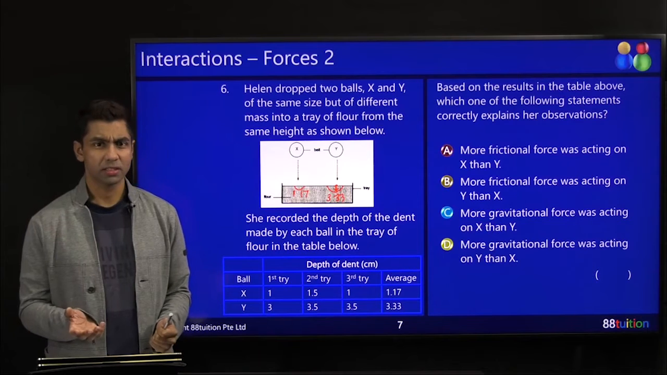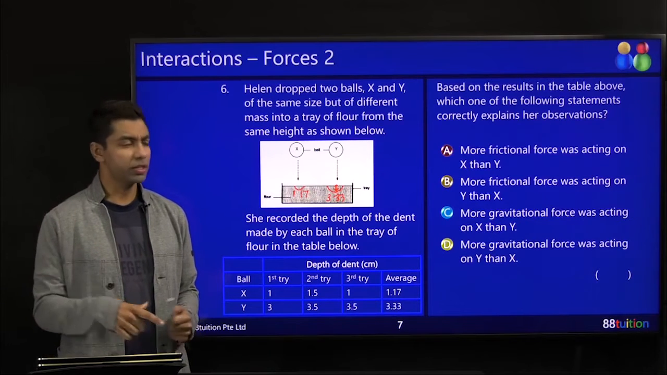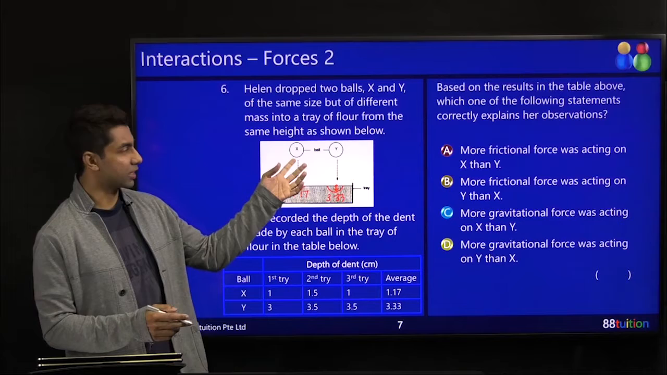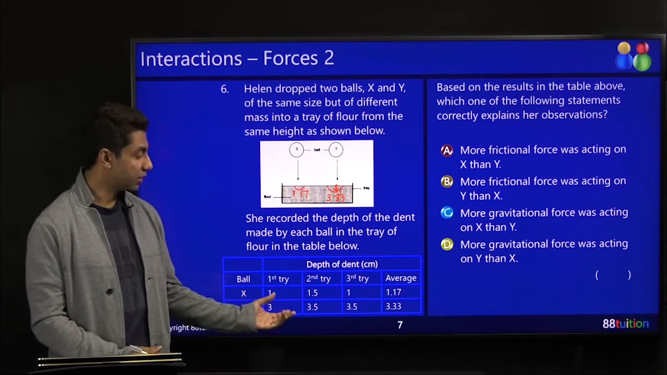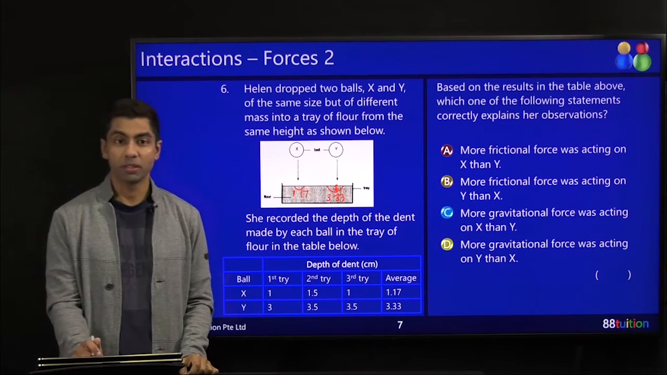Don't do it once. Once, you may have thrown the ball wrongly and then this one dented more and you thought, hey, this is a heavier one. Making a big mistake. So you need to repeat until you are sure you can be accurate.